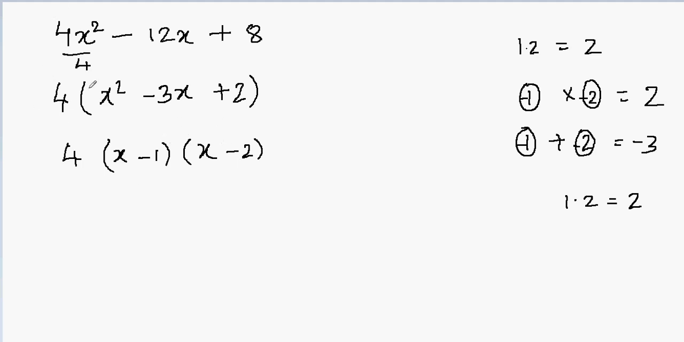First of all, you find the GCF, and then you get the trinomial inside, and then you have to factor that. Write that in the factored form. If you distribute 4 inside, and multiply x minus 1 and x minus 2, all these, 4 times x minus 1 times x minus 2, if you multiply this, you will get the same equation here.